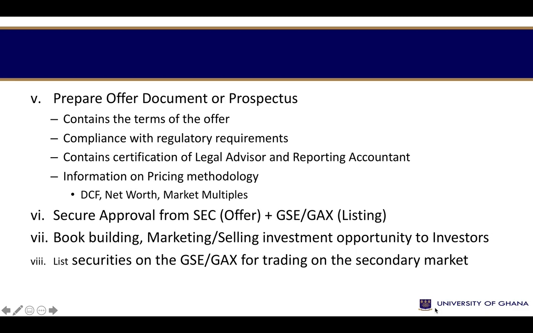The next stage will be to secure approval from the SEC to go about the offer, and then the listing bodies to go on about listing. The next stage will be to build the books, and this is to collate relevant information about investor interest in the offer at hand, so selling the investment opportunity to investors. And the last stage, if any, will be to list securities on the exchange for trading on the secondary market.